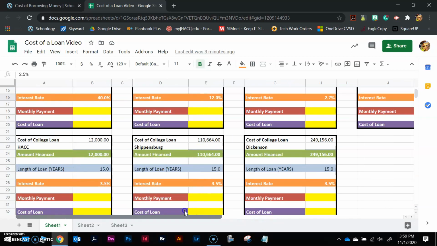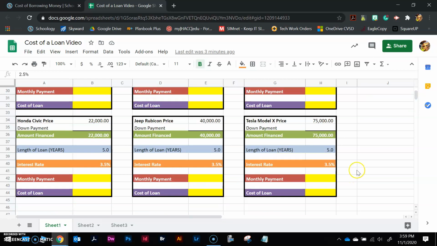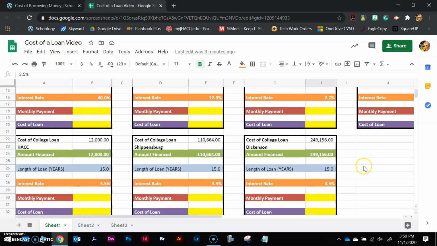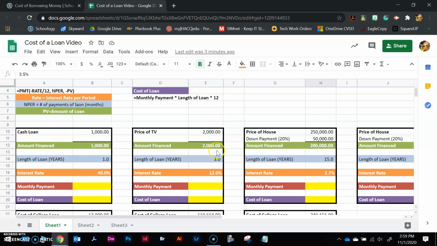I think you should have your information here for the cost of loans between Hack, Ship, and Dickinson. We did a 15 standard length and then 3.5% for a student loan. Again, about the same there. And for the cars, we did a 5-year for a new car loan. If we could just put in 3.5%, that would be what we want to go back and calculate.